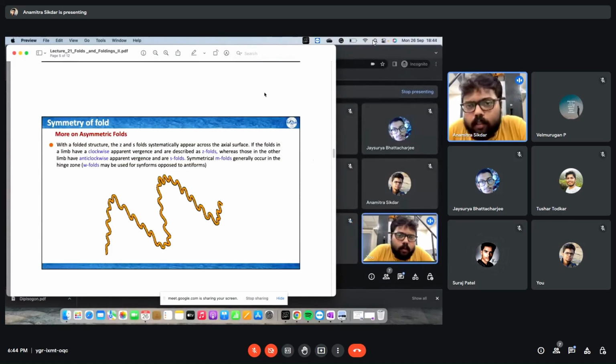So you have to always consider the long, short, long convention. When you consider the long, short, long convention, you won't make that mistake, right? So yeah.